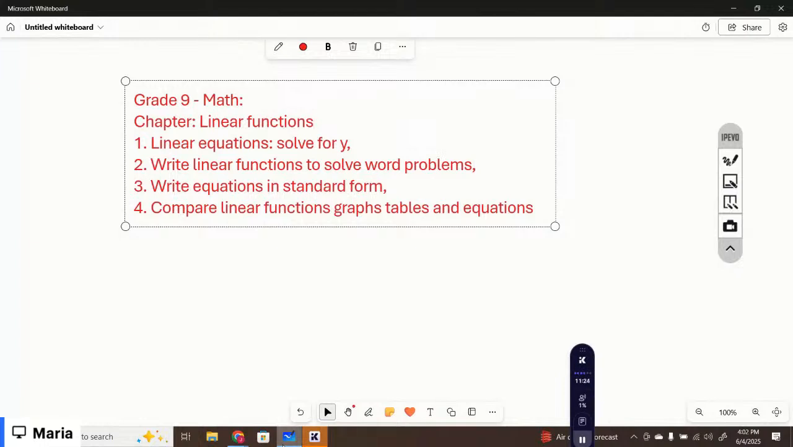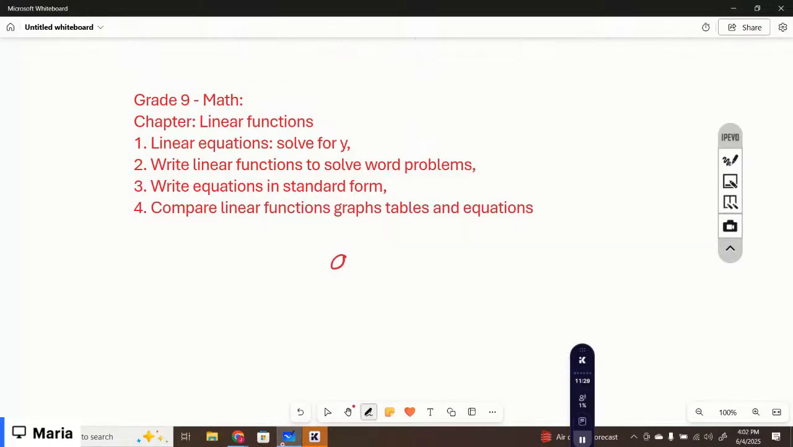We are here for grade 9 math. You can find 20 lessons on Englishstudents.com.